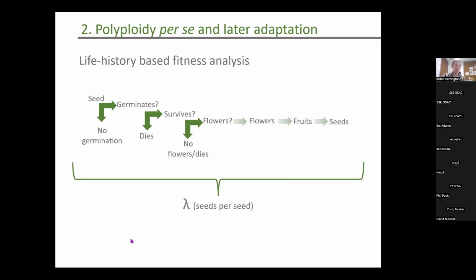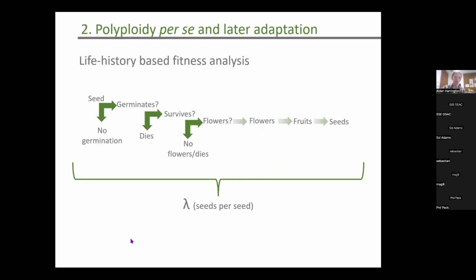And then data analysis will look something like this. So we use a life history-based fitness analysis that takes into account every stage of the life of a plant. And really the advantage of this is that when there are differences in fitness, you can pinpoint whether those are being driven by, for example, differences in germination at a site or differences in, say, survival at a site, et cetera. And all of this is incorporated into an estimate of lambda, which you can think of as the seeds per seed input into a transplant.